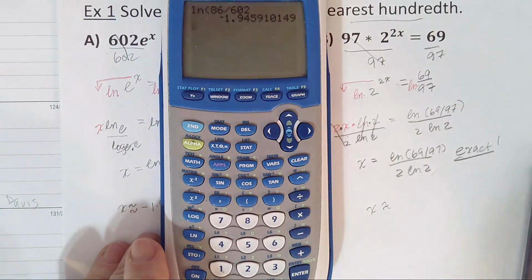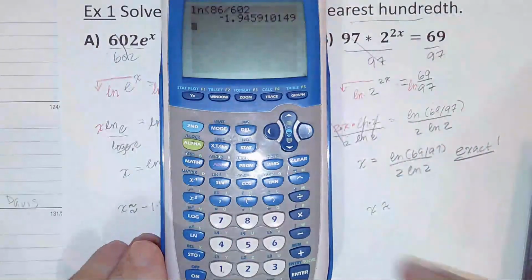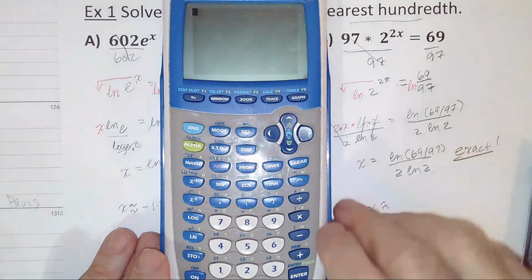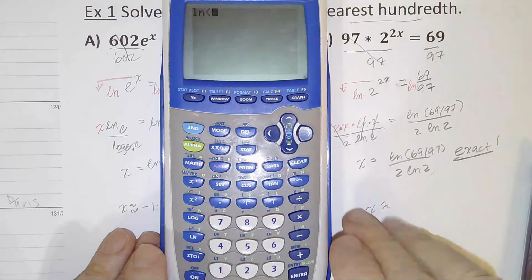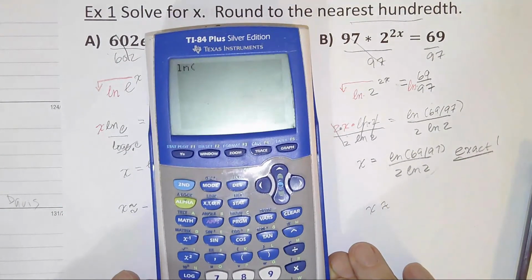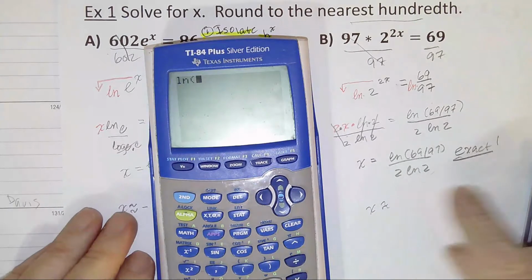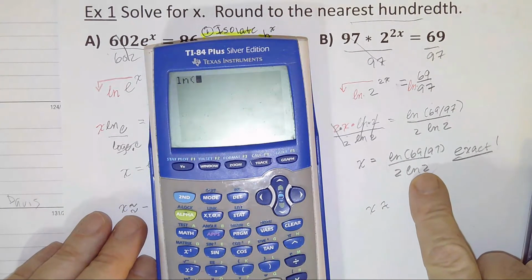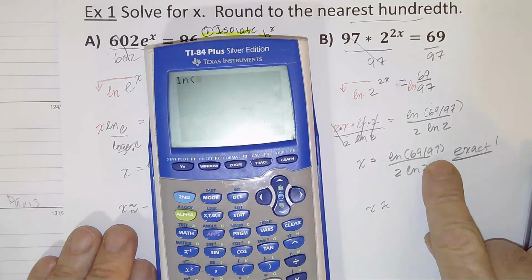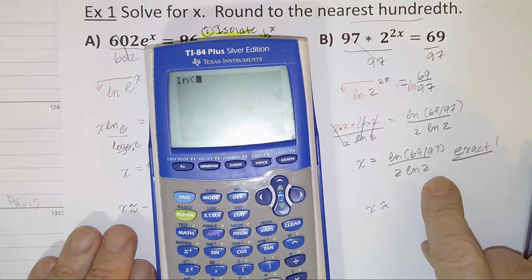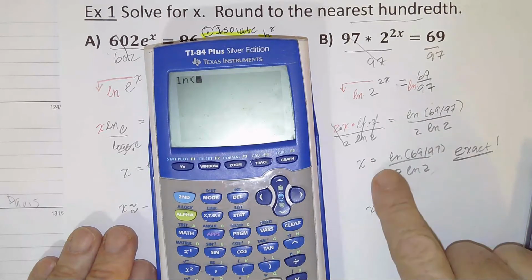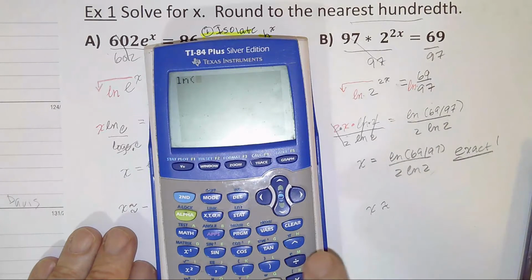And let's put the light on, see if that helps. Okay, so clear this. I'm going to click the natural log button. Now you'll notice I've got this all in a fraction, so I'm going to do the natural log of this divided by the natural log of the denominator. So natural log of the numerator divided by the natural log of the denominator.